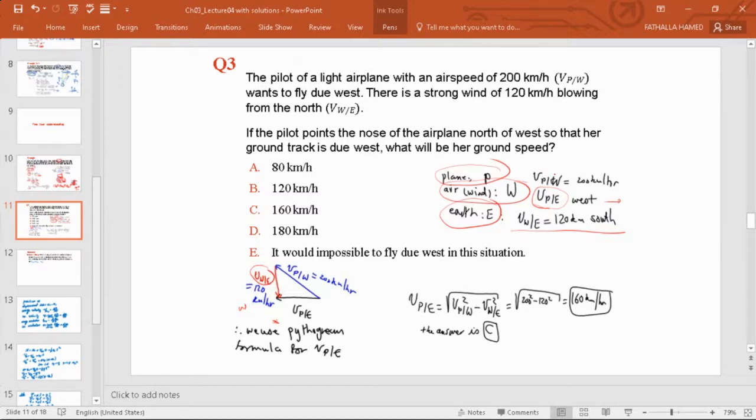And they tell me that the speed of the pilot relative to the wind is 200 kilometers per hour. But what they want is the speed of the plane relative to the Earth. If you sketch this now, this is what you want. You want to go west. So that's V of P relative to E. The wind is going down this way. And this is basically the plane relative to the air.